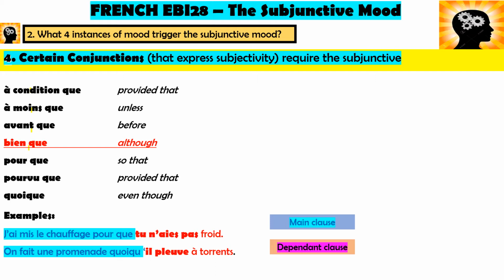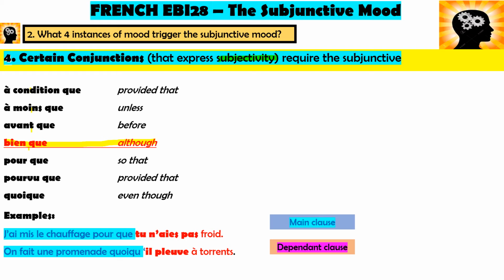So after these conjunctions that express subjectivity, being uncertain, being unsure, you need to use the subjunctive voice in the dependent clause. So, parce que et quoique. The big one, and I've put it in red, is bien que.